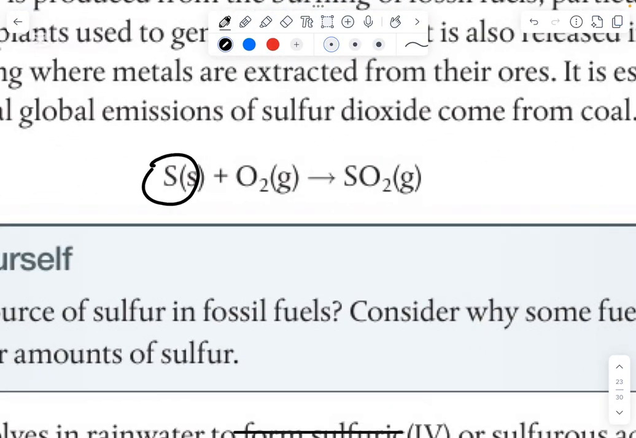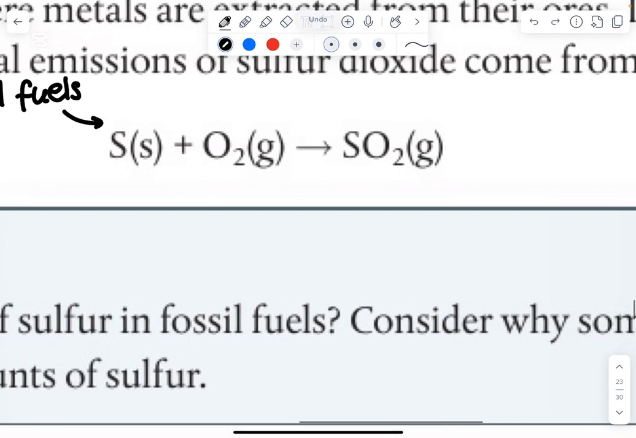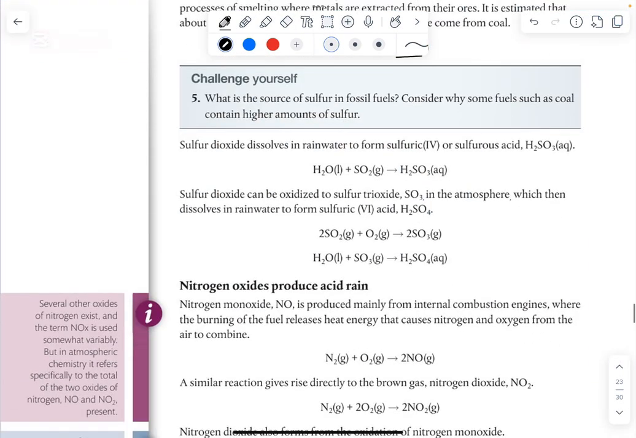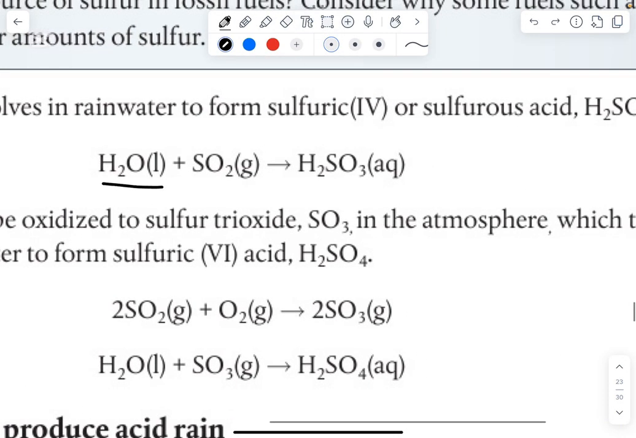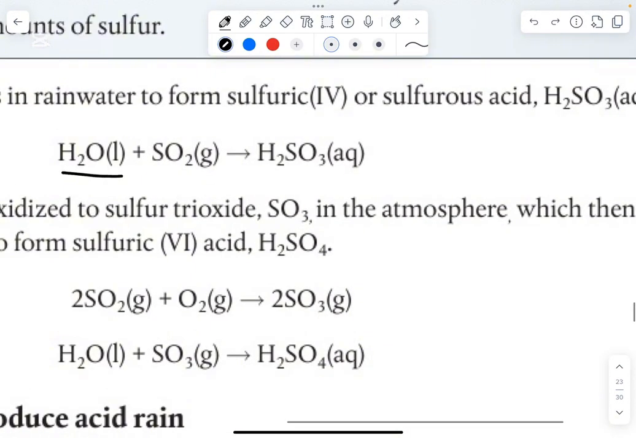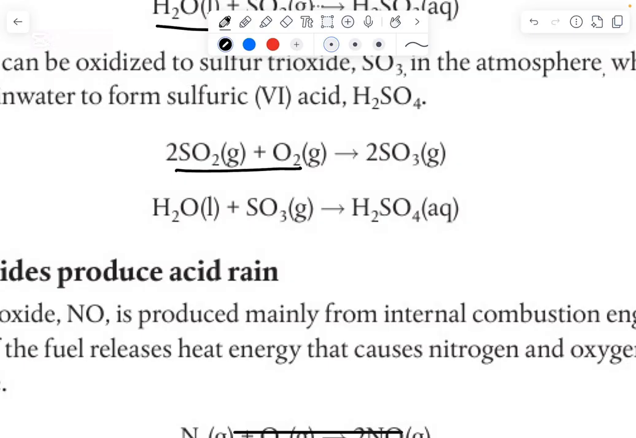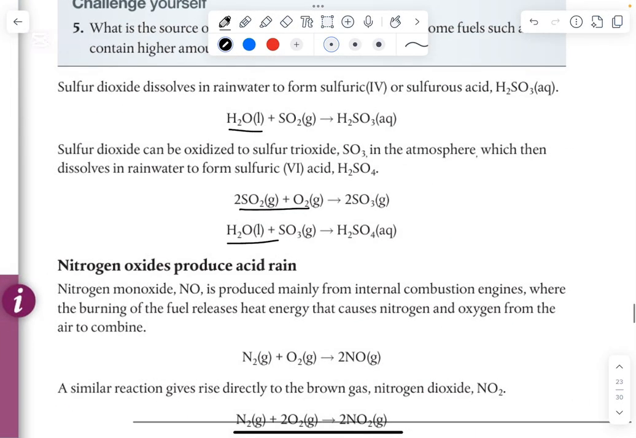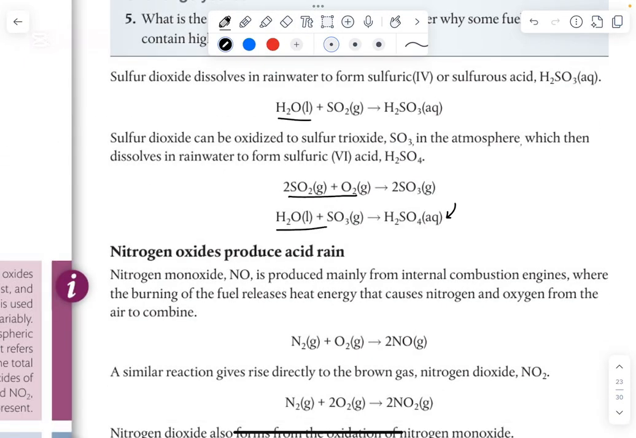Over here, sulfur, which comes from fossil fuels, reacts with oxygen in the air and produces sulfur dioxide. This can later on mix with water to produce sulfuric 4 acid, which is over here. And it can even oxidize further with oxygen, producing sulfur trioxide, and reacting with water, producing sulfuric 6 acid, which is even stronger than sulfuric 4 acid.